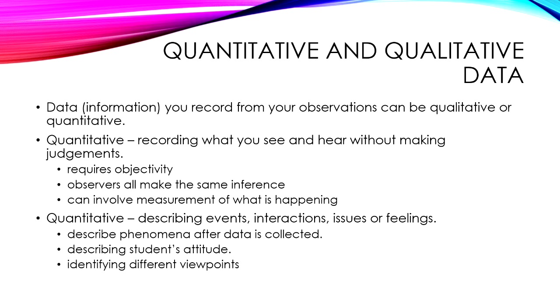Whereas qualitative data is describing events, interactions, issues or feelings, and thus using value-laden words, such as the child was behaving aggressively. Qualitative data is intended to describe phenomena after the data is collected. Therefore, it can describe a student's attitude and identify different viewpoints about a situation, such as we have in this classroom scenario that I just provided.